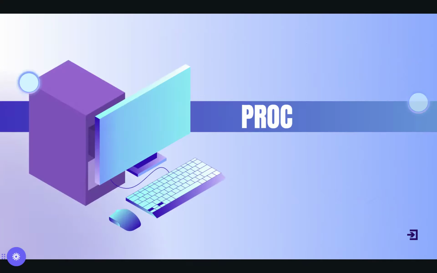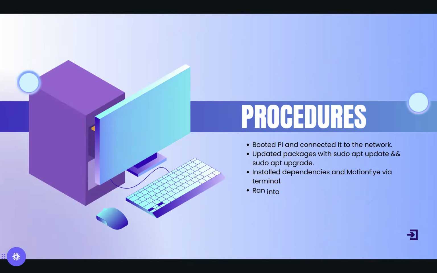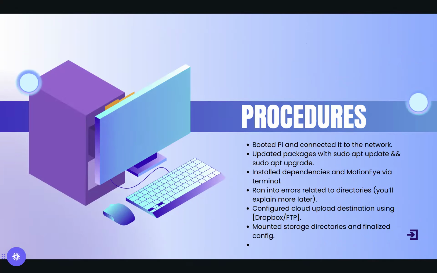Now moving on to my procedures. I first updated the systems for my Raspberry Pi. And then I installed the MotionEye package, which is the software that lets my Pi act like that security camera. And I also connected my USB camera and then tested that the video feed was working.